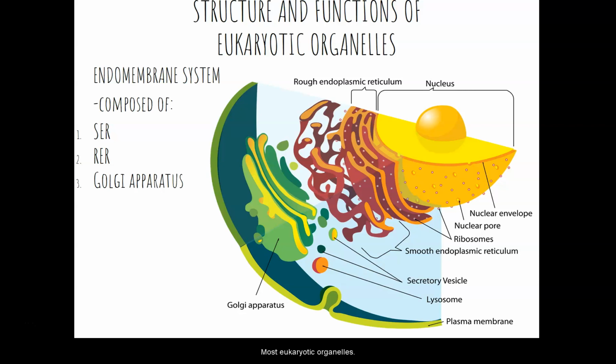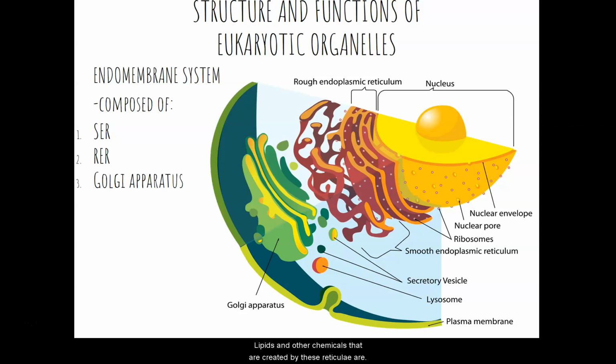Most eukaryotic organelles have membranes, but inside of eukaryotic cells, you have a whole bunch of membranes that work together as a system. So from the nucleus, we've got the rough endoplasmic reticulum that's involved in protein construction, and that's got lots of ribosomes embedded on the surface. Attached to that is the smooth endoplasmic reticulum. The function of that reticulum is not to make proteins, but to make lipids instead.